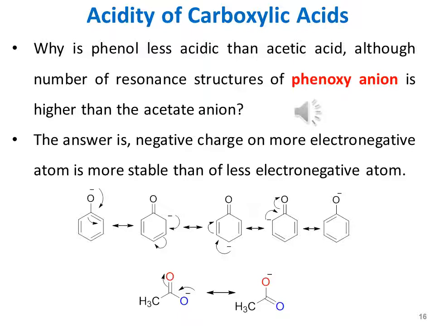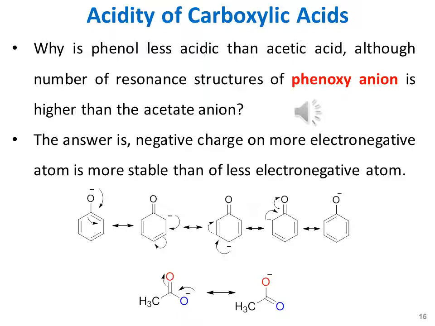Here's the detailed explanation of why phenol is less acidic than acetic acid, although the number of resonance structures of the phenoxy anion is higher than that of the acetate anion. The answer is that a negative charge on a more electronegative atom is more stable than on a less electronegative atom. In the acetate anion, the negative charge is resonating on the hydroxyl oxygen and on the carbonyl oxygen, which I have shown in blue and red colors respectively.